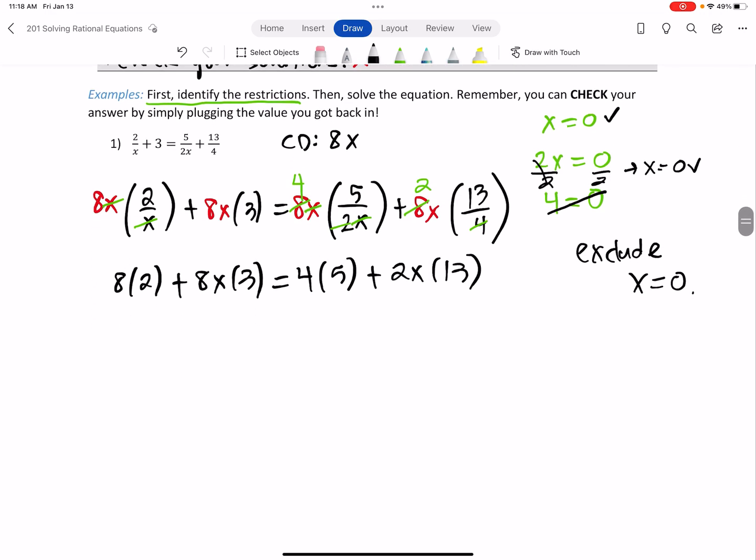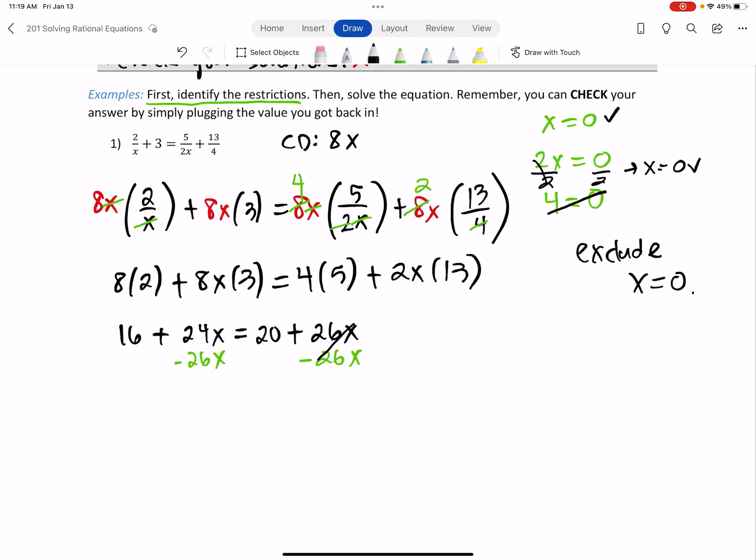Okay, so let's continue. 8 times 2 makes 16. 8x times 3 makes 24x. 4 times 5 makes 20. And 2x times 13 makes 26x. Now we want x's on one side, numbers on the other side. So let's subtract 26x from both sides.